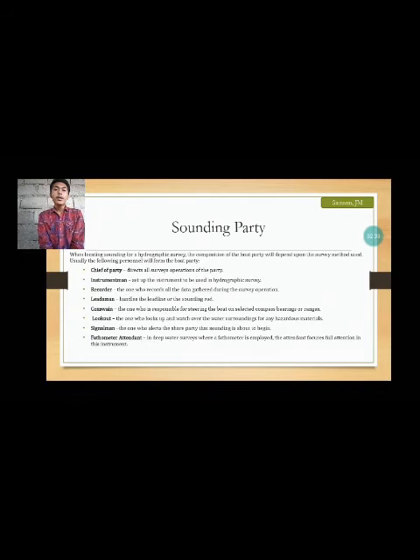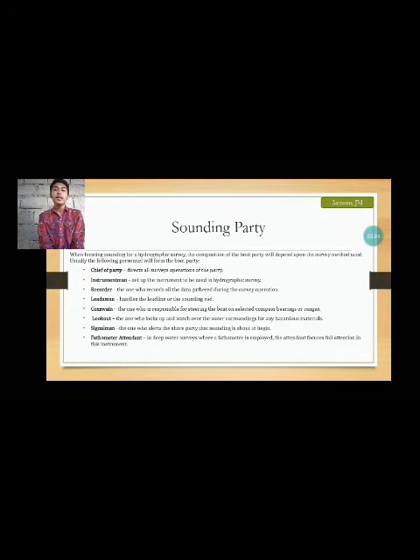Okay, so third, the recorder. The one who records all the data gathered during the survey operation. Next is the leadsman. Handles the lead line or the sounding rod. Next, the coxswain. The one who is responsible for steering the boat on the selected compass bearings or ranges.